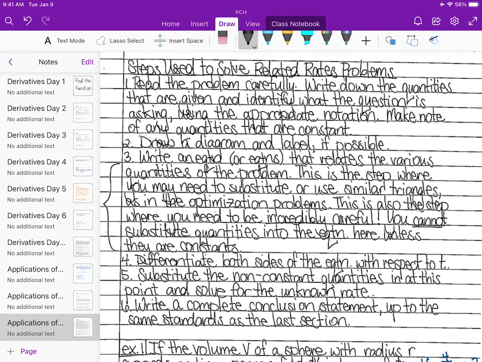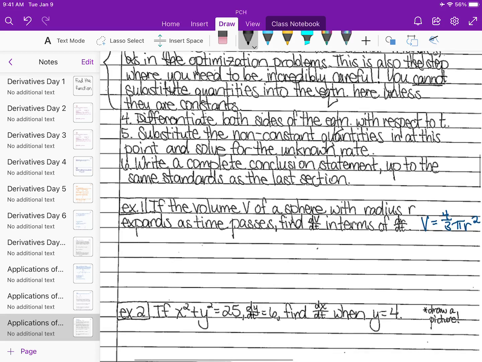So, steps used to solve related rates problems. Read the problem carefully. I mean, we always have to do that, right? That should go without saying. Write down the quantities that are given and identify what the question is asking using the appropriate notation. Make note of any quantities that are constant.